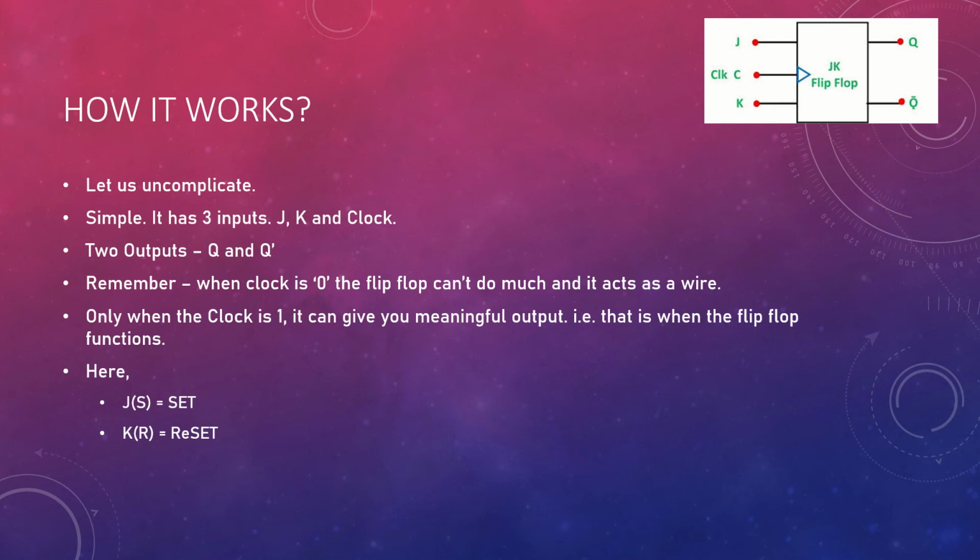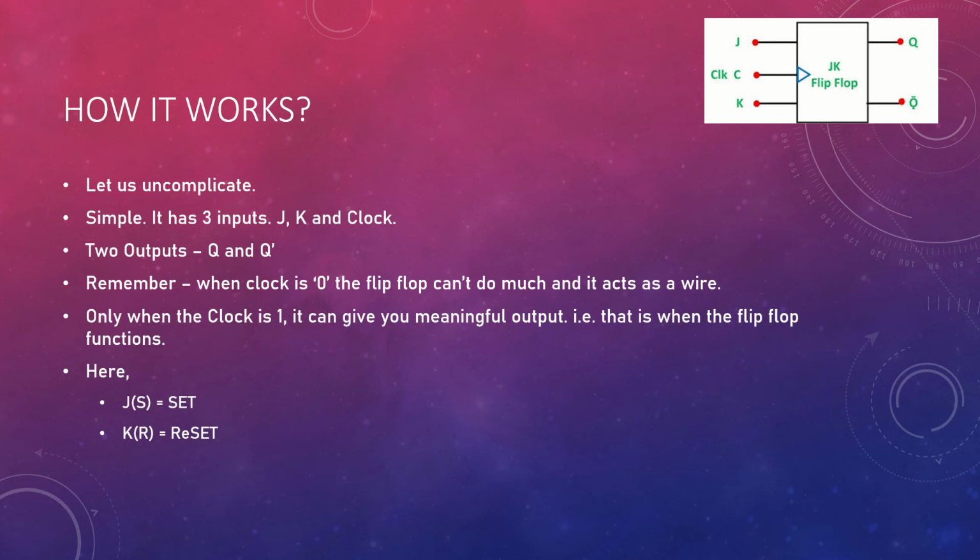That's very simple. Remember one point, I keep repeating this every time when I talk about a flip-flop. Whenever the clock is zero, which means whenever the clock is not set or not in the rising edge, the flip-flop cannot do much and it will just act as a wire. Remember, only when the clock is set to 1, only when the clock is in its rising edge, it can give you some real meaningful output and it will work as a flip-flop only then.